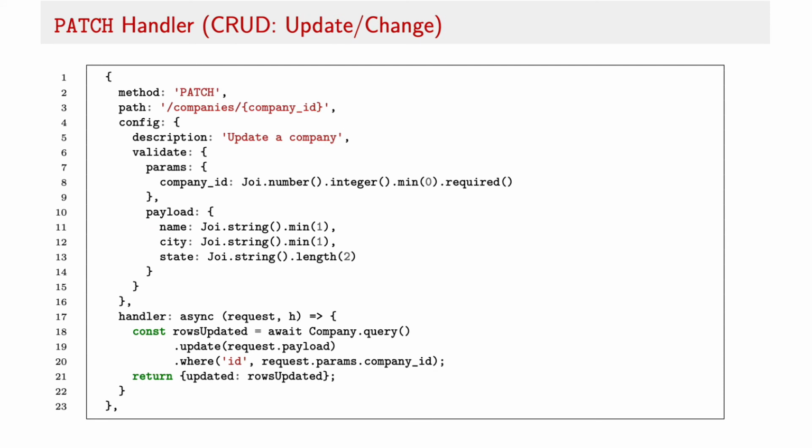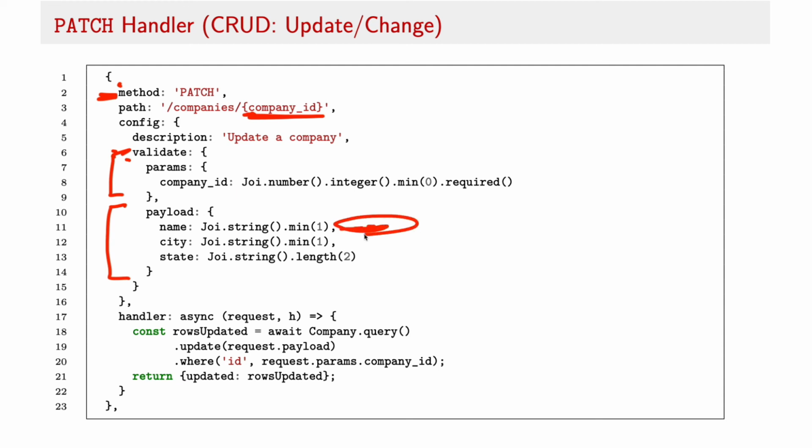The patch handler also does an update. We can see that we've got a different method here. Basically the same configuration for validation of the parameters that we're passing in. We're still updating a specific company, and we're going to pass in some payload information that tells us which fields we want to update. Now in this case, though, we're not replacing the company wholesale. In other words, we can update selected fields within the company itself.